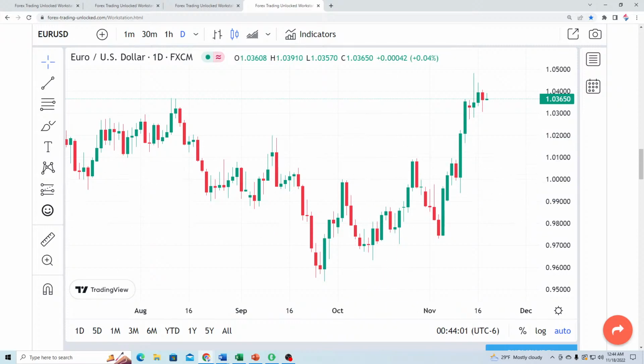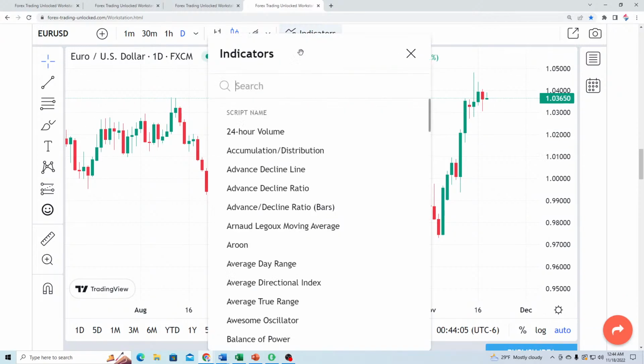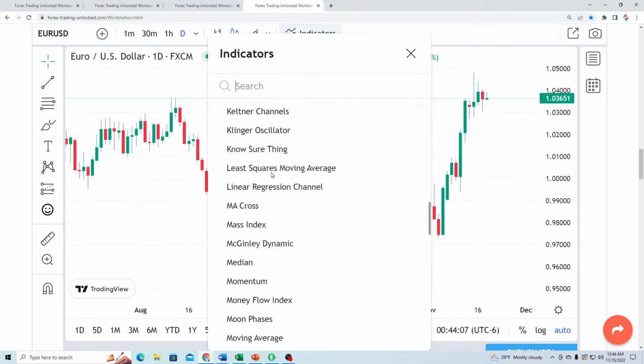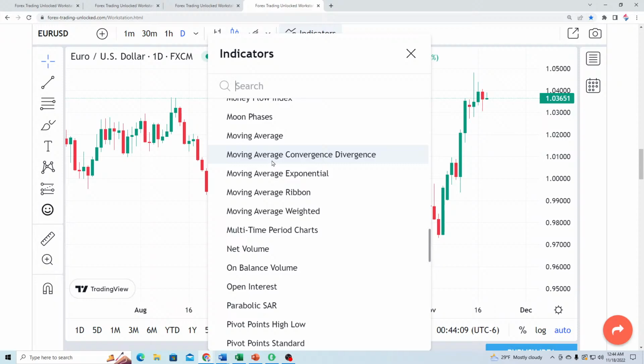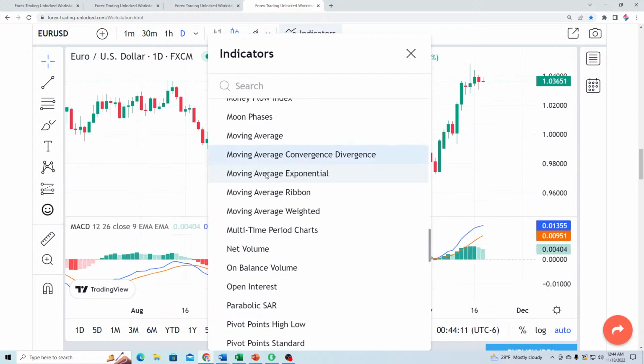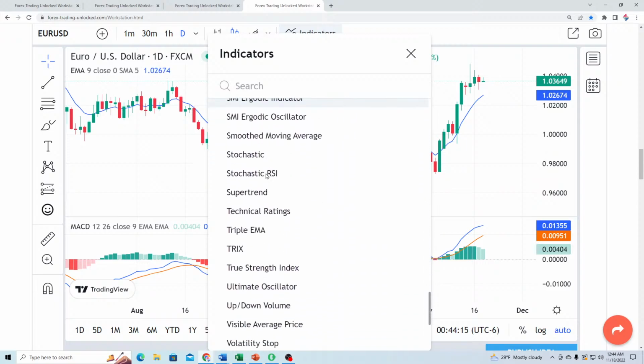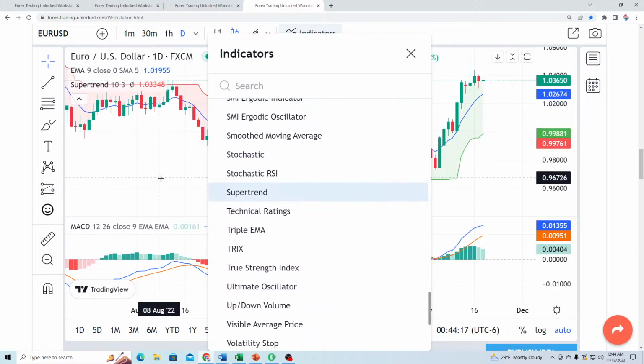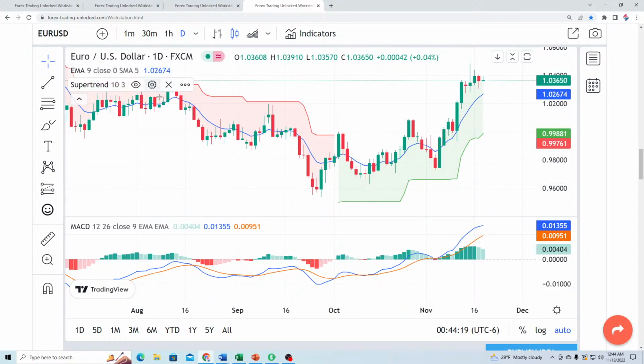Secondly, we will set up our indicators. First, you go up to this indicator tab here. You're going to scroll down to the moving average convergence divergence. Click on that. Right below that, click on the moving average exponential. Then you're going to scroll down even further and click on the super trend. Once you've done that, we need to make our settings. Once we've done that, we are going to be all ready to go and start looking at trades.